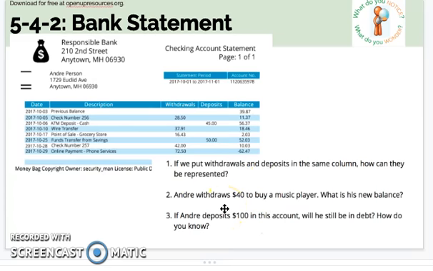Andre withdraws $40 to buy a music player. What's his new balance? So withdrawing means you're taking money out, you're spending money. Think about what we have to do if we're spending money. What's his ending balance? So remember, he has negative $62.47. He's going to withdraw $40. Then I want you to answer, if Andre deposits $100 in his account, will he still be in debt? And how do you know? So depositing means you're putting money into your account. Will he still be in debt? How will you know? So I want you to either write it as a sentence, explain it as an equation, or as a number line.